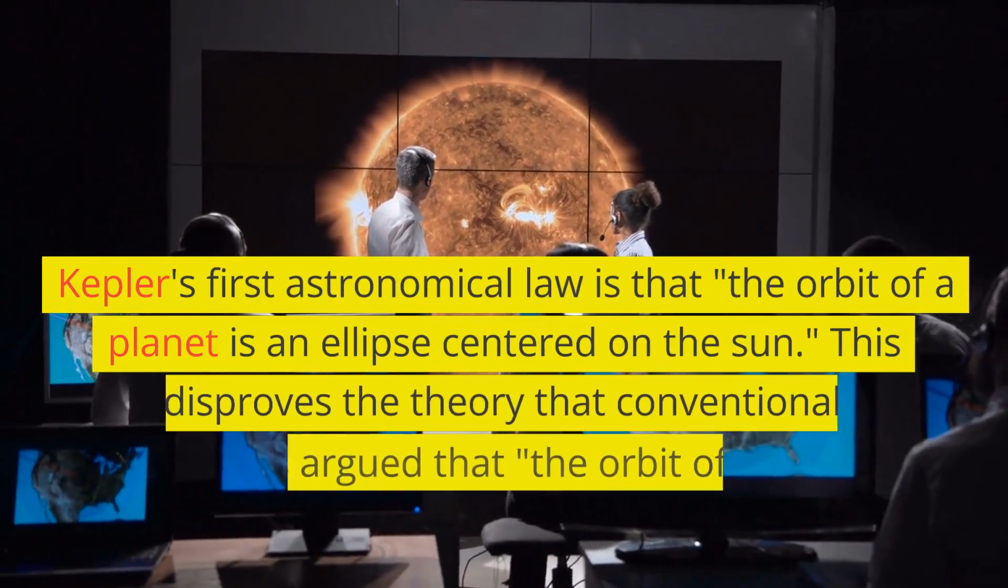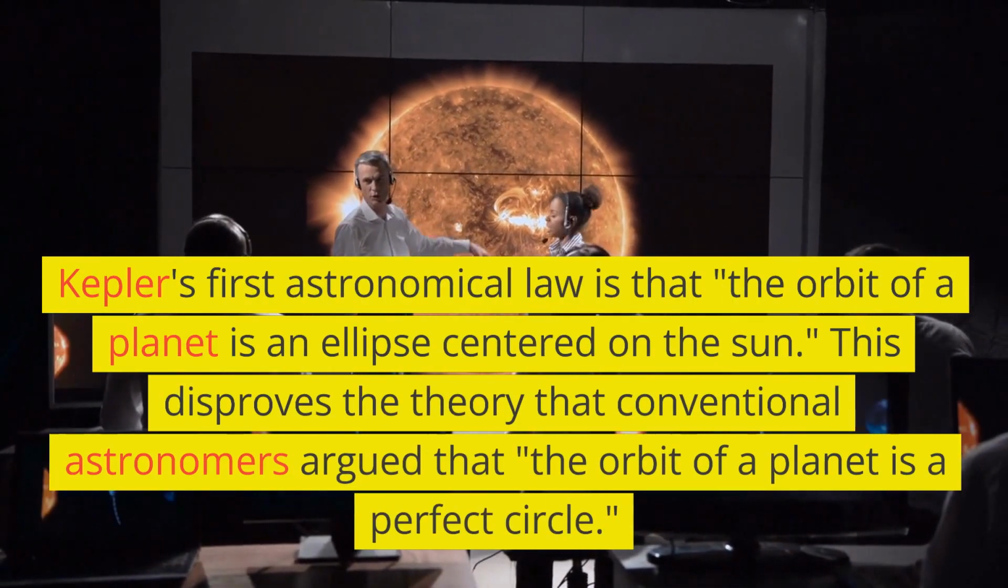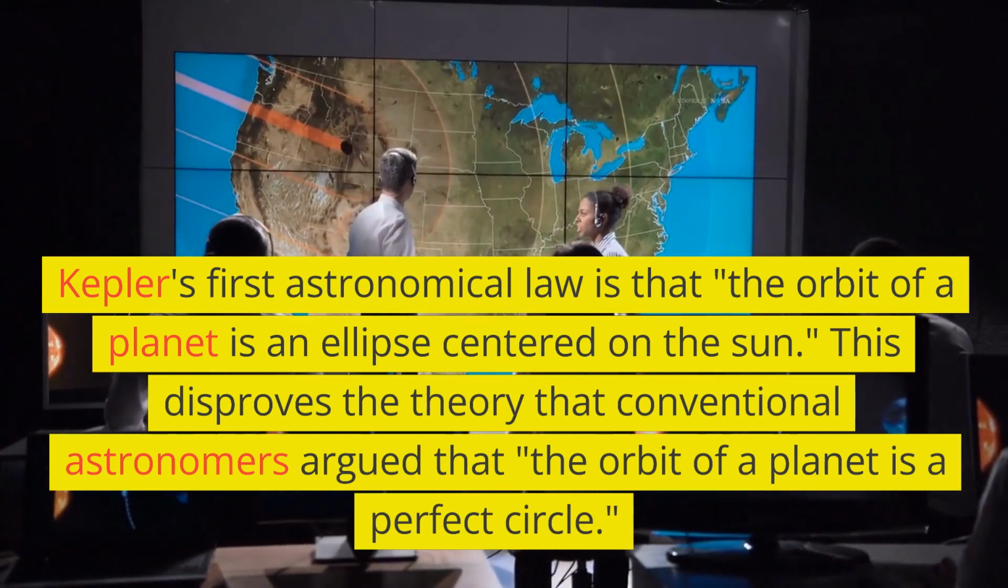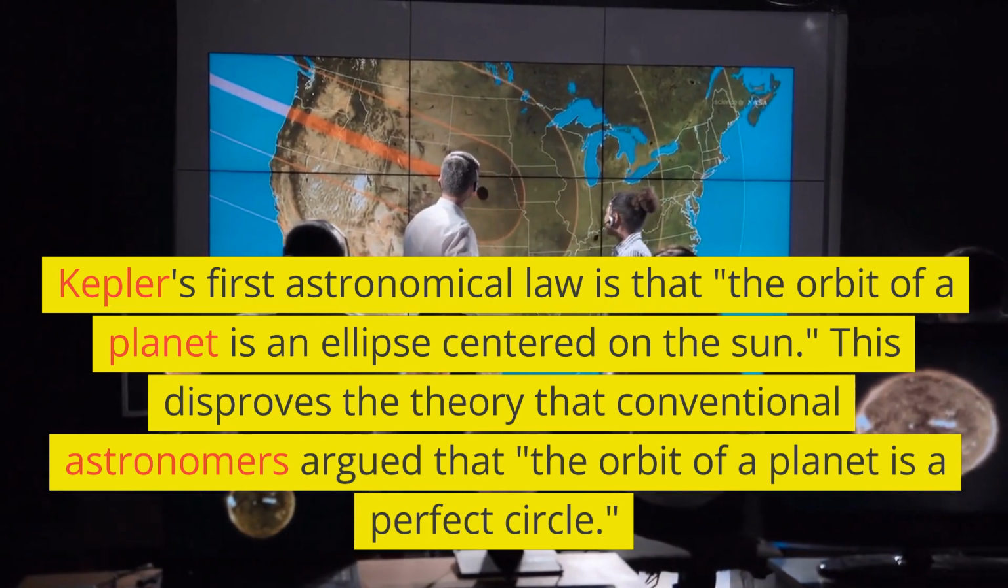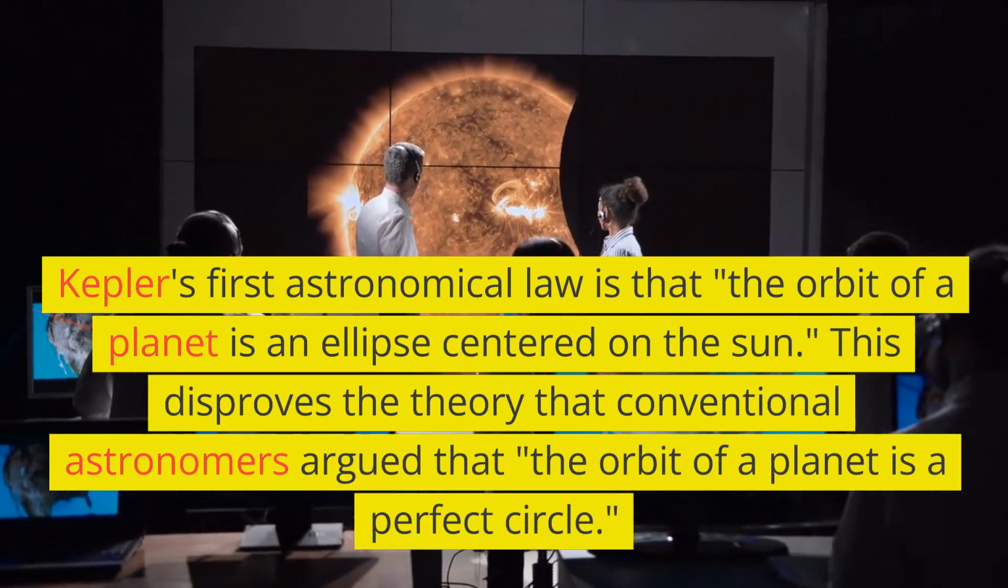Kepler's first astronomical law is that the orbit of a planet is an ellipse centered on the Sun. This disproves the theory that conventional astronomers argued that the orbit of a planet is a perfect circle.